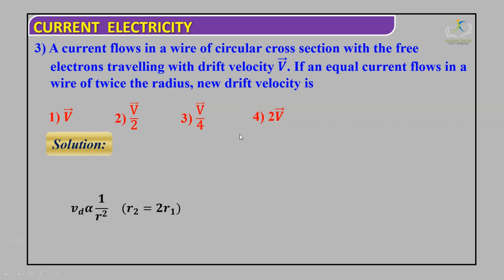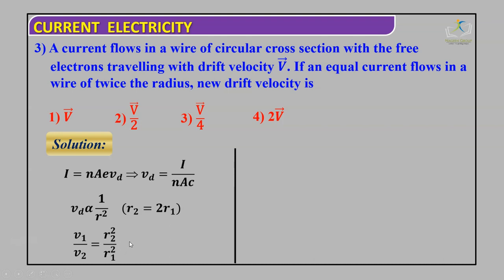So we know that the drift velocity is directly proportional to 1 by r². That means r2 equals 2r. From the equation I equals neAv_d, where v_d equals I by neA. Here A is the area, by which we can calculate this value. So v1 by v2 we can calculate as r2² by r1². Put all these values here, we get the answer v1 by 4. According to this, the correct answer for this question is option 3.